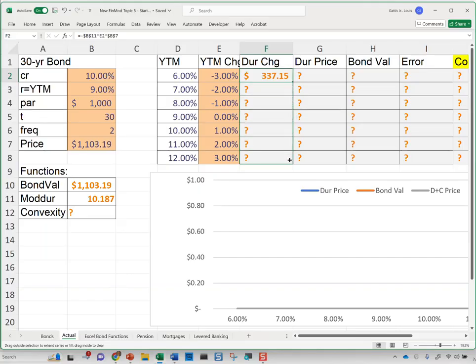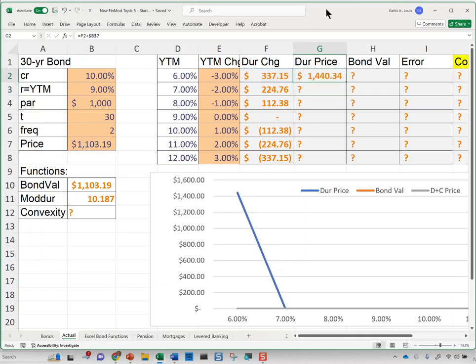I'll copy this. And what this shows you is if rates are plus or minus 1%, the value is plus or minus $100. So these are changes in yield, changes in value. What would the actual new price of the bond be? Well, it gained 337. If the initial value was 1103, anchor that, the new value of the bond would be 1400. I'll copy that down.